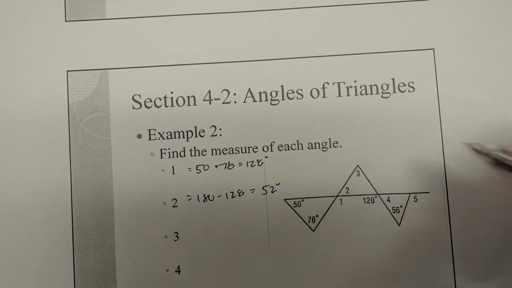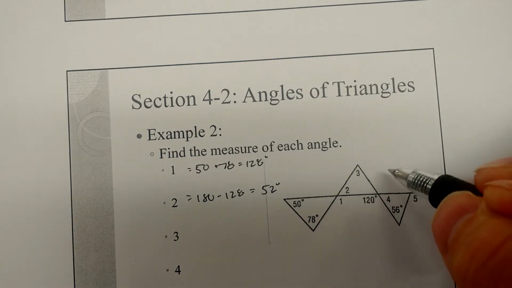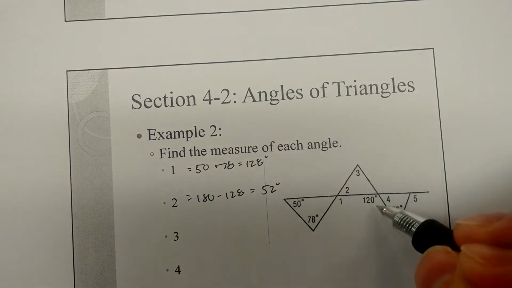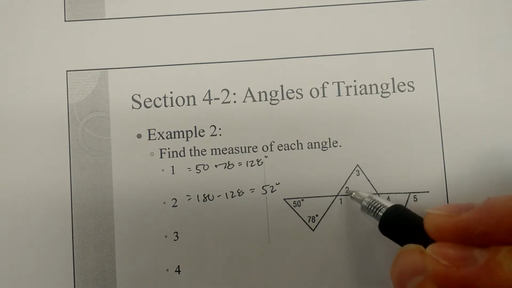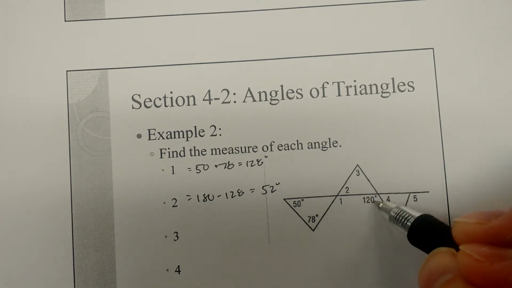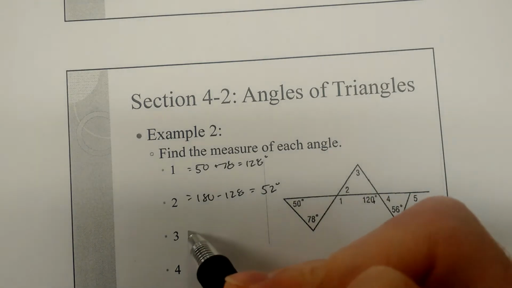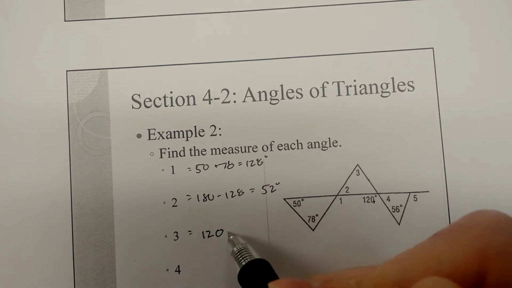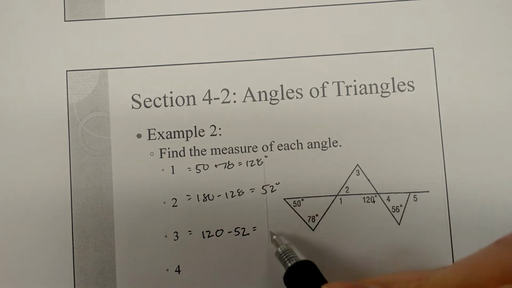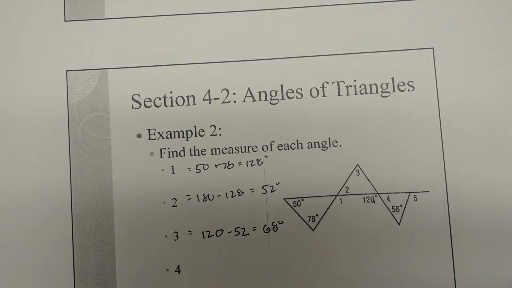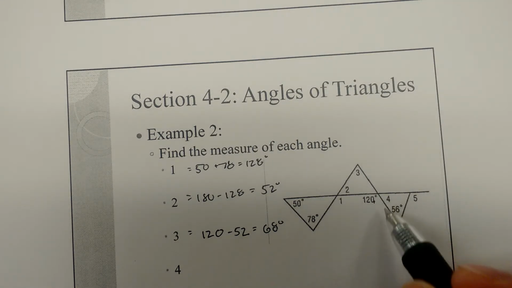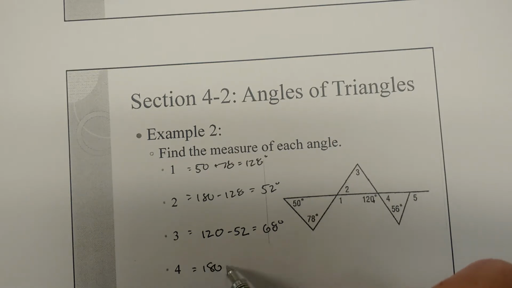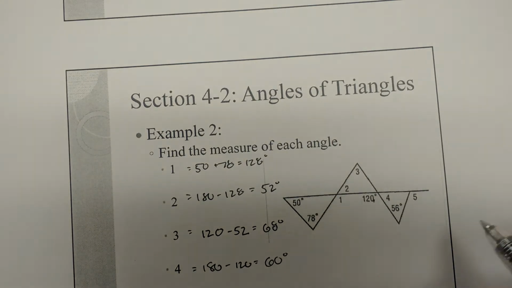Let's see here. I don't think we can get angle 3. Oh yeah, we can. So 120 here is the exterior angle, which means that angle 2 and angle 3 have to add up to 120. And if I know 2 is 52, angle 3 is going to be 120 minus 52, which is 68. Now angle 4 and 120 form a straight line, so angle 4 is 180 minus 120, which is 60.